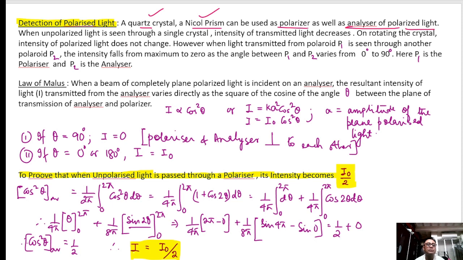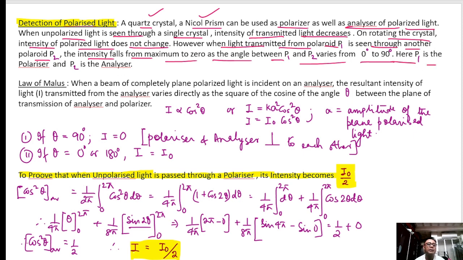Now, when unpolarized light, unpolarized means both the electric and magnetic vectors are there, is seen through a single crystal, the intensity of the transmitted light will decrease because one of the components will be absorbed. On rotating the crystal, the intensity of polarized light does not change. However, when the light transmitted from the polaroid P1 is seen through another polaroid P2, the intensity falls from maximum to 0. The angle between P1 and P2 varies from 0 to 90 degrees.